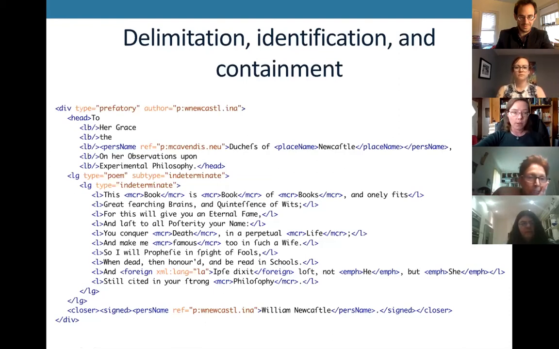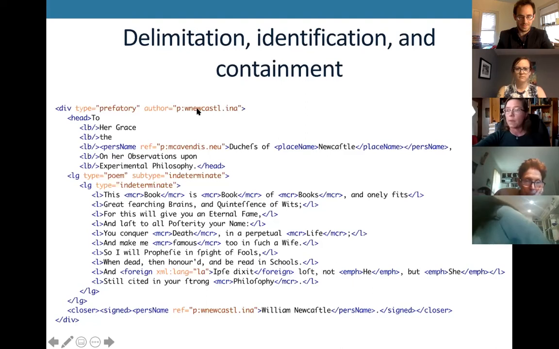And then we also have another type attribute on this lg, for line group, specifying here that this is a poem and not, say, a song. You can also see that we're using an xml:lang attribute to mark a shift in language, and we're drawing here on an international standardized list of language codes, which means that this information is computationally actionable. We're using the encoding to mark a shift not just in language, but also in authorship. So the author attribute on the div element indicates that this division was attributed to William Cavendish instead of Margaret.